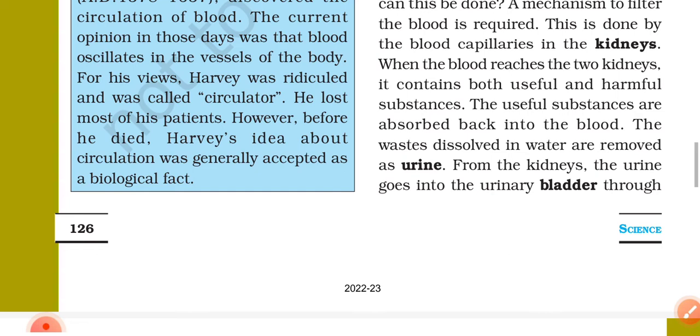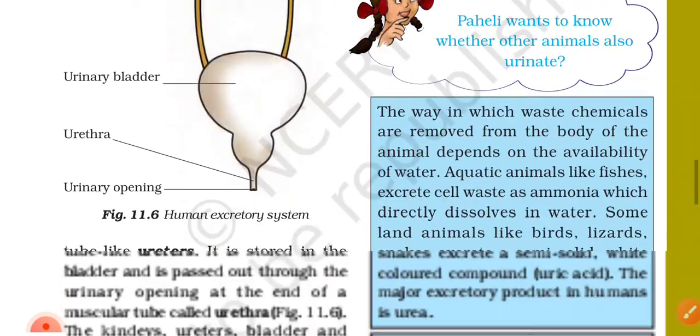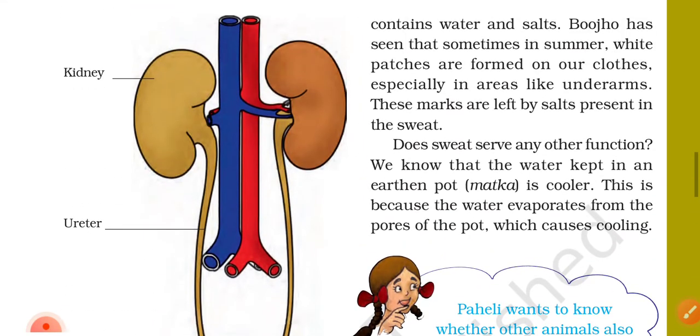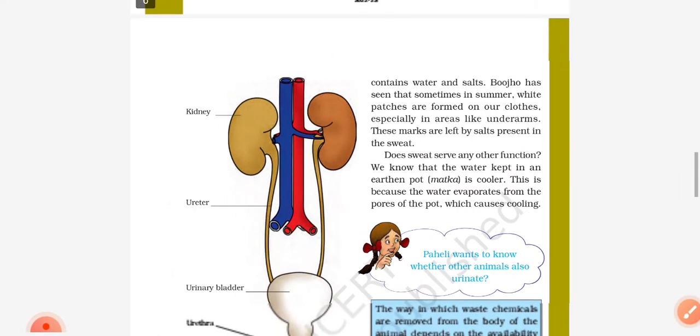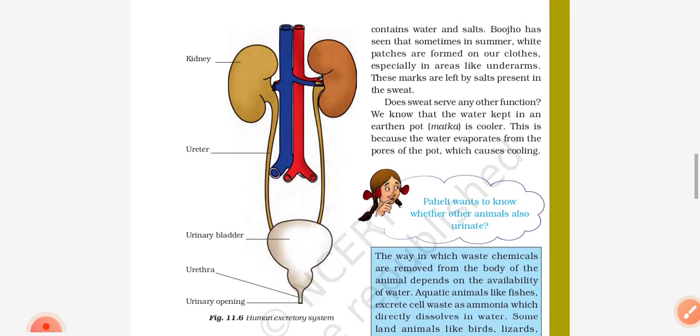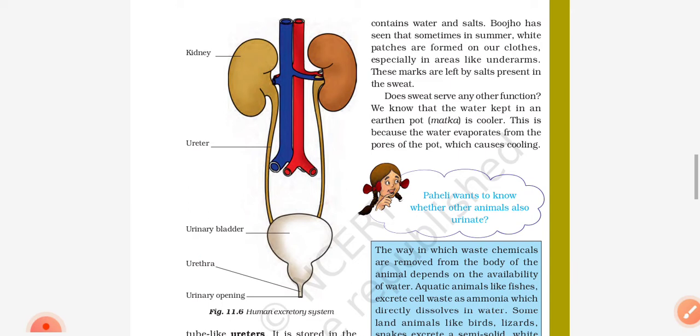From the kidney, urine goes into the urinary bladder through tube-like ureters. It is stored in the bladder and is passed out through the urinary opening at the end of the muscular tube called urethra. Figure 11.6: the kidneys, ureters, bladder, and urethra form the excretory system. Figure 11.6 shows the human excretory system: kidney, ureter, urinary bladder, urethra, and urinary opening.